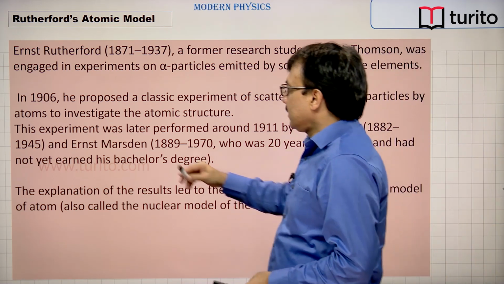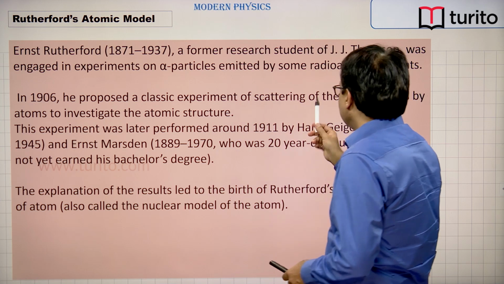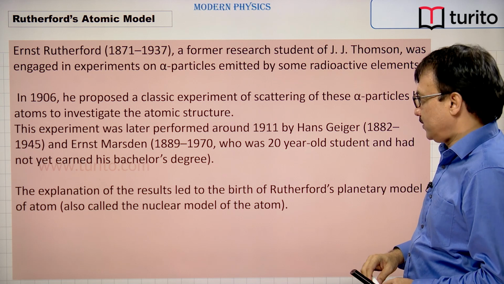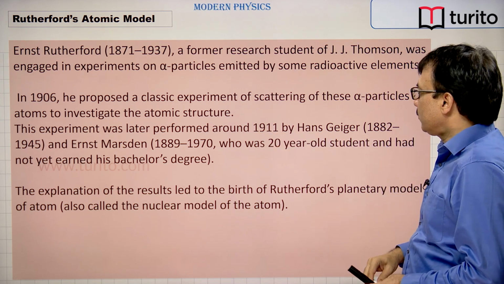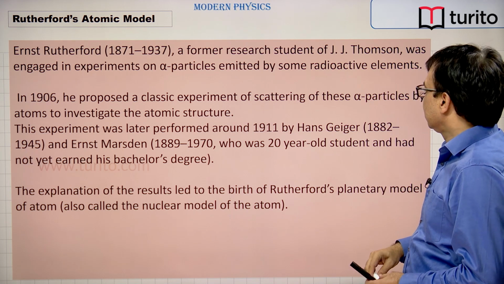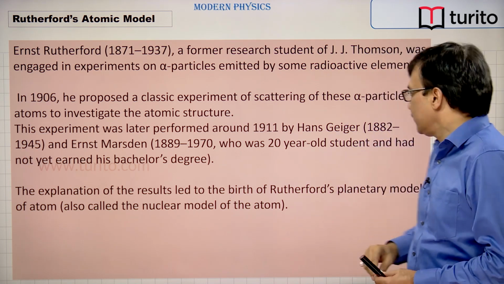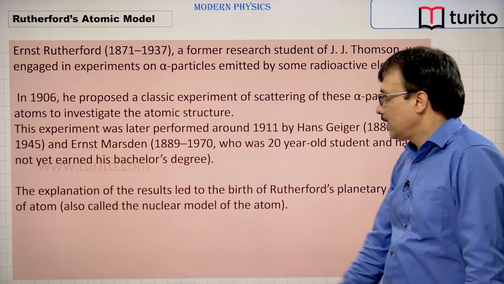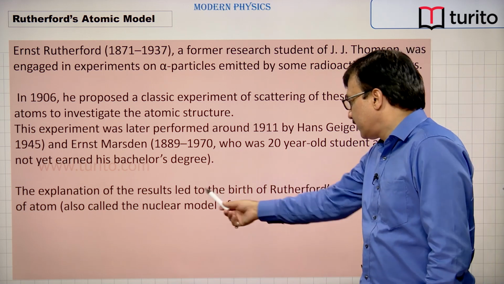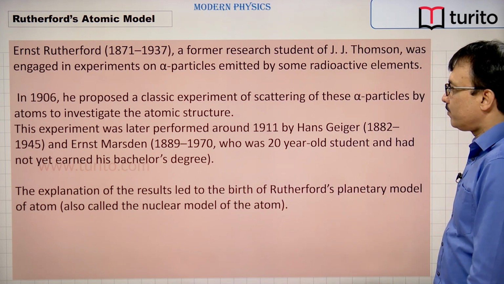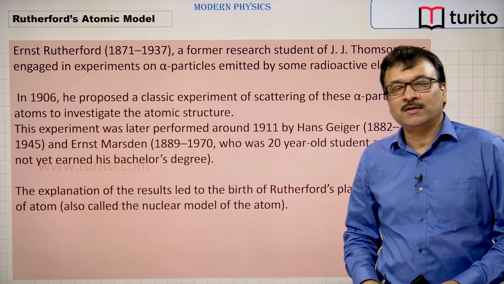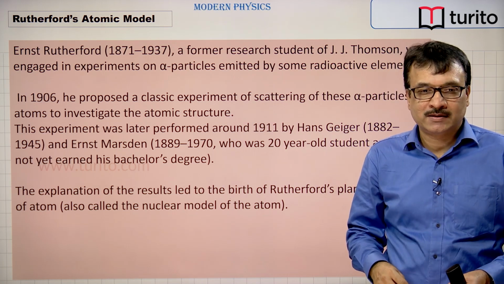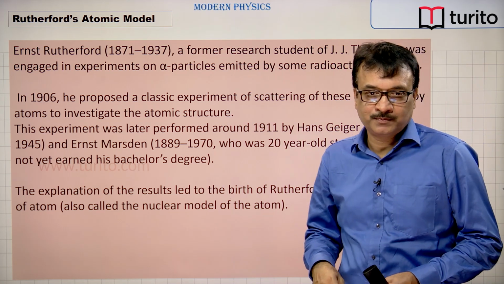In 1906, he proposed a classic experiment of scattering of these alpha particles by atoms to investigate the atomic structure. This experiment was later performed around 1911 by 2 of his students, and one of the students was just 20 years old. The explanation of the results led to the birth of Rutherford's planetary model of atom. Thomson's model was given the name plum pudding model. Rutherford's model was given the name planetary model.